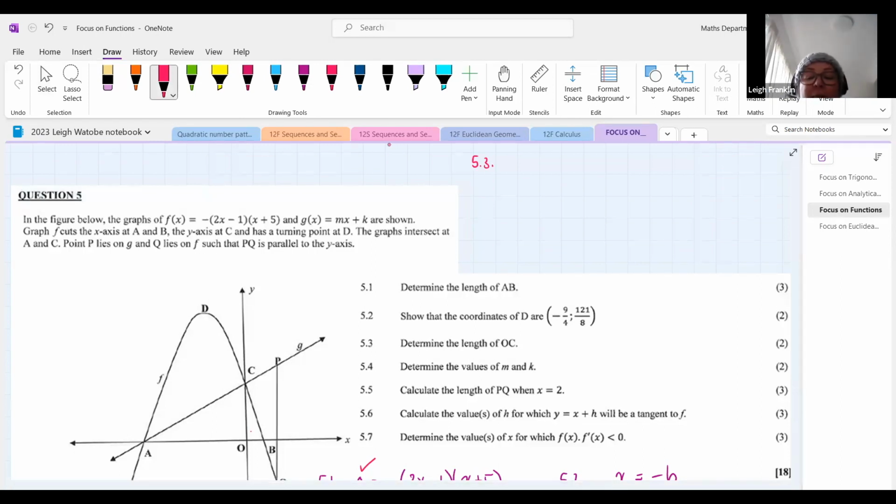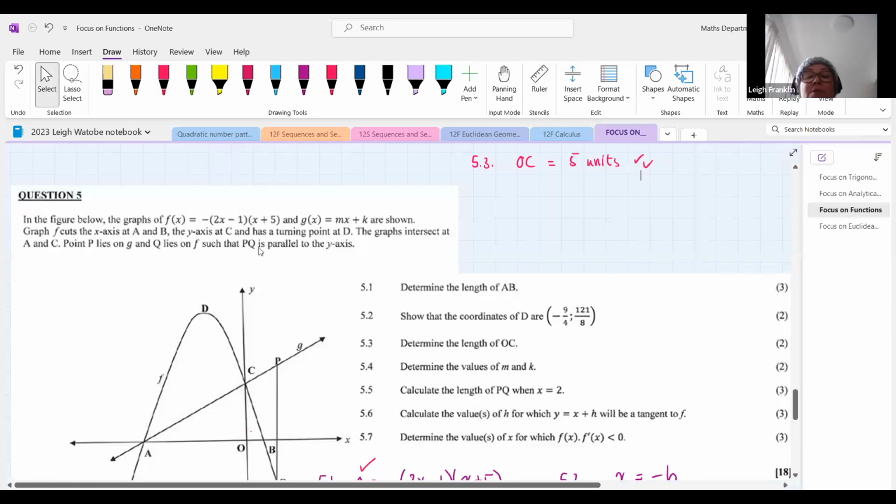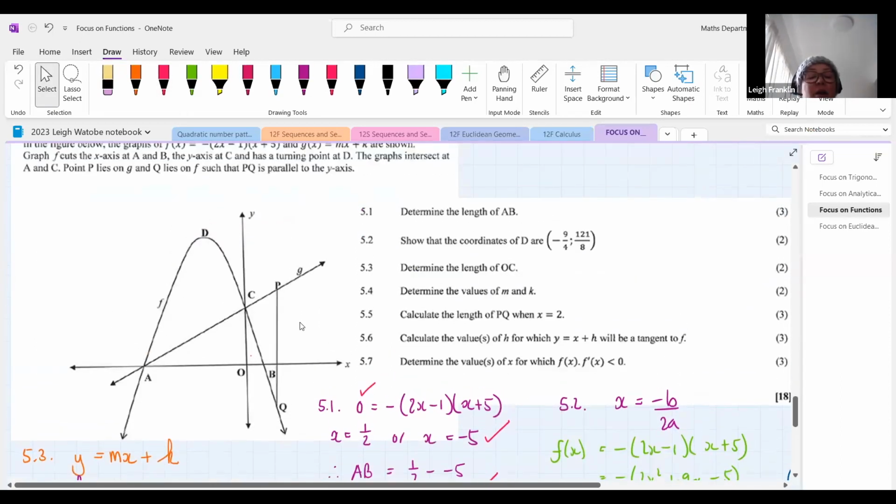Calculate the length of OC. Again, it is a vertical line. They don't want us to do the distance formula or anything like that. At C, we know that y is equal to 5. So OC would be equal to 5 units. Quick and easy. We can literally just write down the answer because it was given to us.